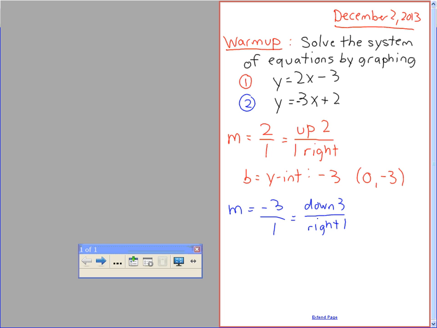Excellent. Okay, Sage. My B happens to be my y-intercept, which is what in this case? 2. Very good. Okay, so for my second graph, the point's going to be 0 and 2. I'm going to start at 0 and 2, and then I'm going to go down 3 and right 1.